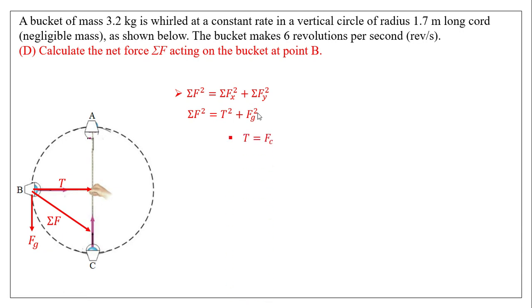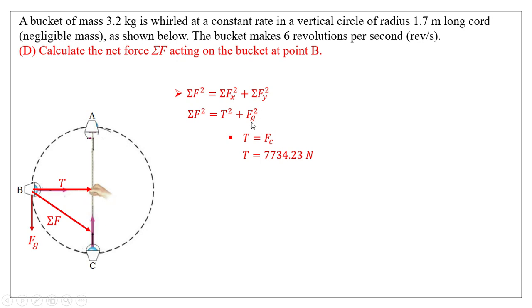Well, I can figure out what T is, right? At this location, T is my centripetal force because it is the only vector pointing towards the center, towards the hand where the hand is pulling this particular bucket. Well, I know F of c from our previous work in part B, so if you need to rewind the video, it is 7,734.23 newtons. So I already know what T is.